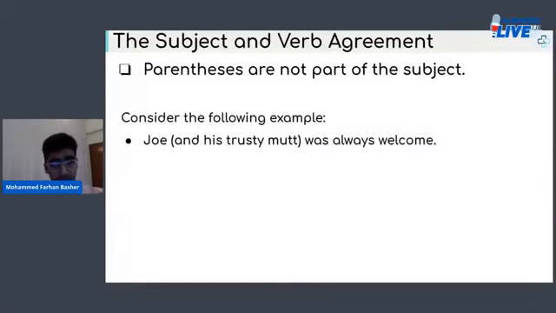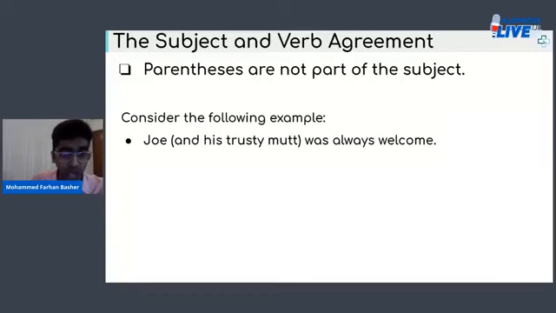Parentheses are not part of the subject. So whenever you come up with some bracketed information right beside your subject, that bracketed piece of information must not be taken into consideration and the verb has nothing to do with it.